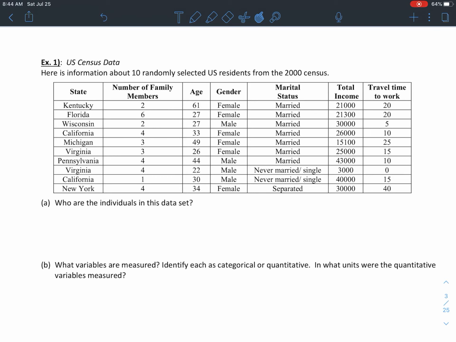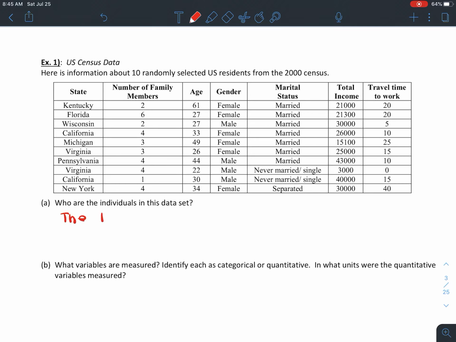Okay, one more page that we're going to wrap up here with this first video. You can see here in this example of the U.S. Census, it says there were 10 randomly selected U.S. residents from the 2000 census. So each of these rows represents a person, and you can see there are all different sorts of variables that are collected from each person, but we have 10 rows here. Okay, so the first question is, who are the individuals in this data set?